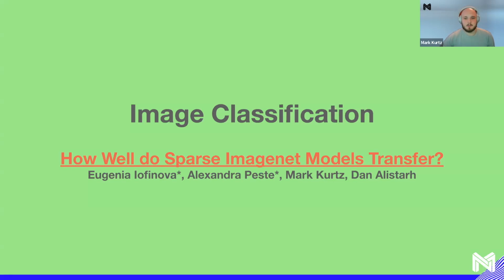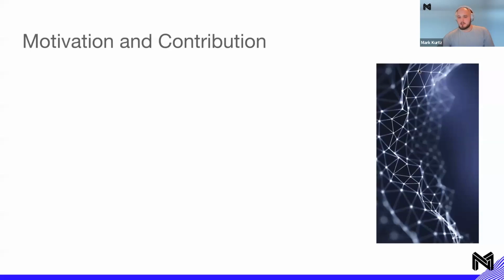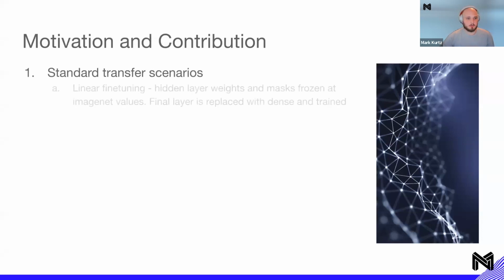We have image classification, for example. We have how well do sparse ImageNet models transfer? And this was out of Dan Alistarh's lab, our principal research scientist, with two of his PhD students and postdocs, as well as myself on the paper. We'll walk through motivation and contribution, and we'll start off by defining our standard transfer scenarios, because we evaluated two within this.